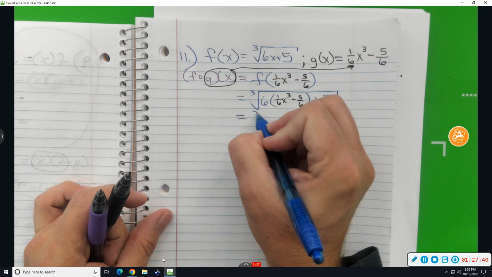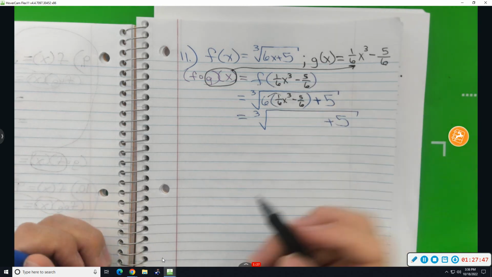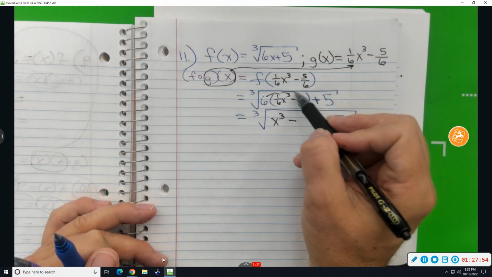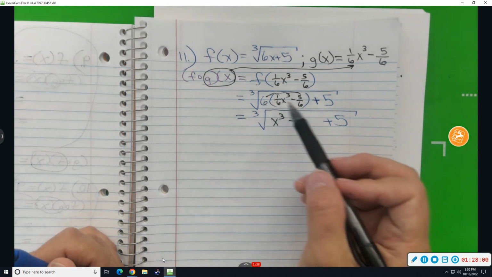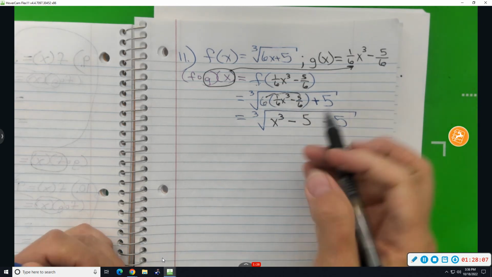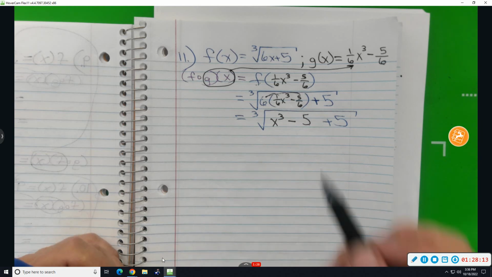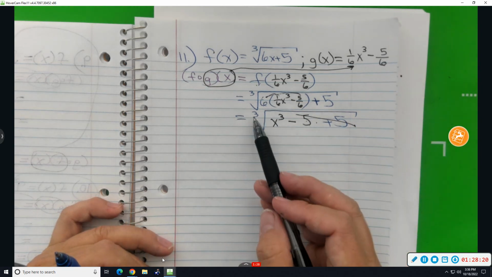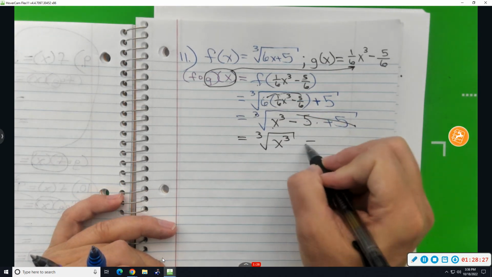When you distribute through that 6, 6 times 1/6, the 6 is canceled, leaving us just an x cubed minus, what are we going to get there? 30, so it will be minus 5. I think of it as cross-canceling the 6's, and you're still left with just that minus 5. Or you can think of it as 30 divided by 6, which still gives you 5. Then negative 5 plus 5 is 0, so just the x cubed, and then it's just going to be x. What's the cube root of x cubed? The cube root of x cubed is x.